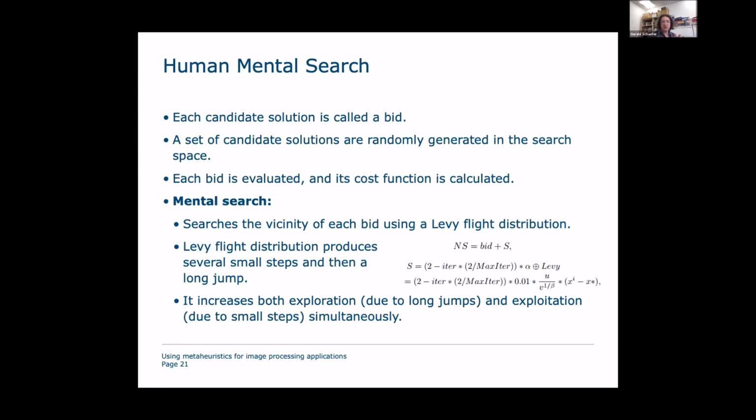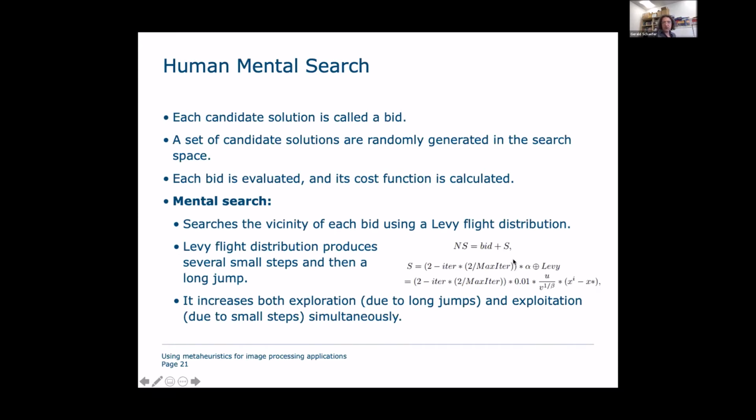Each candidate solution is called a bid. Initially we select them randomly, which is the same in many techniques. Again, we need a fitness function. And again, we've got 3 phases here. We've got one phase called the mental search, which searches the neighborhood of a current bid.